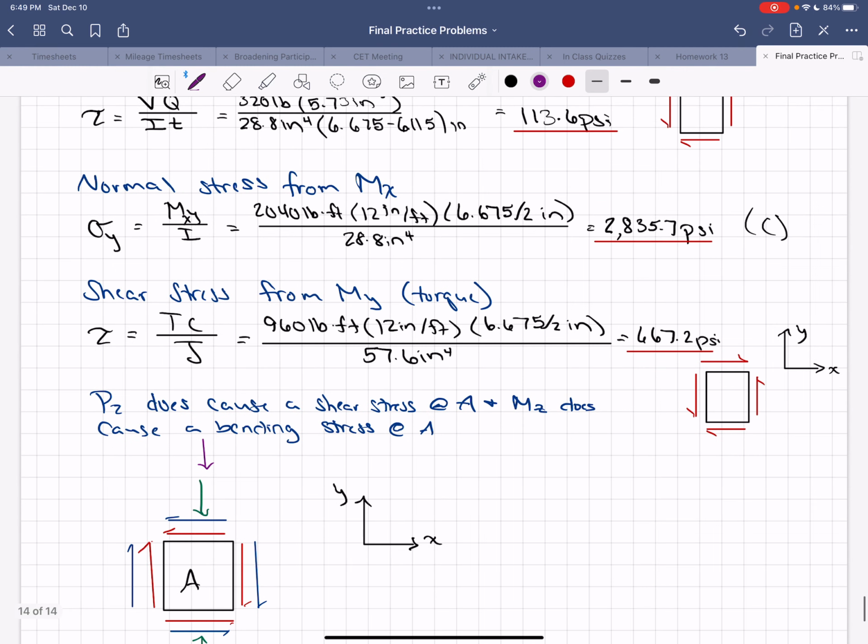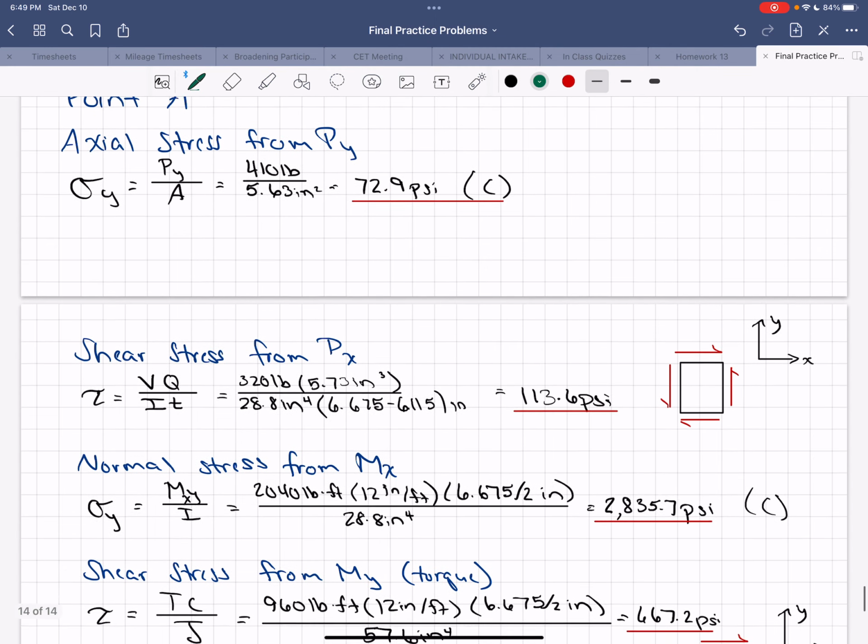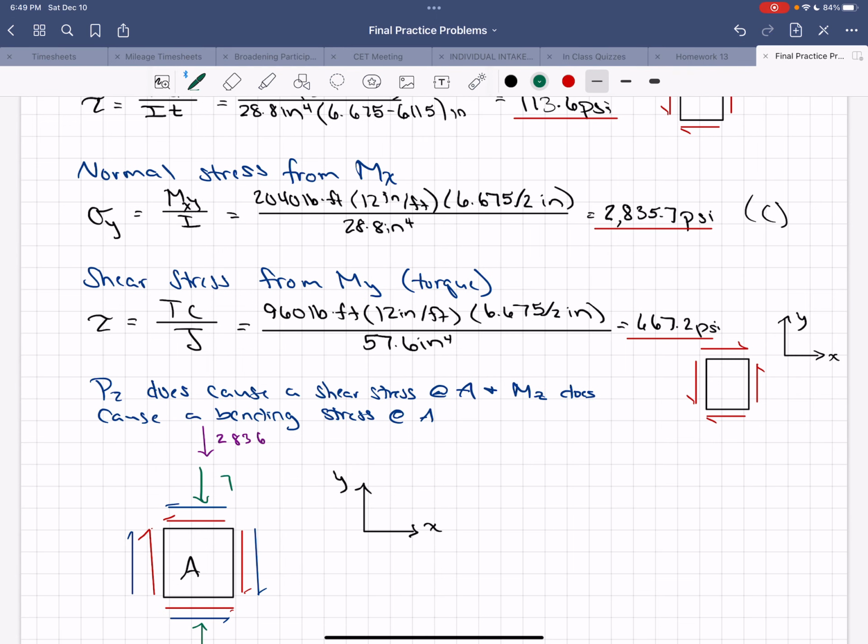All right, so bending was 2836. The axial was 72.9. The bending shear was 113.6. These are all PSI. And the torque shear was 667.2.